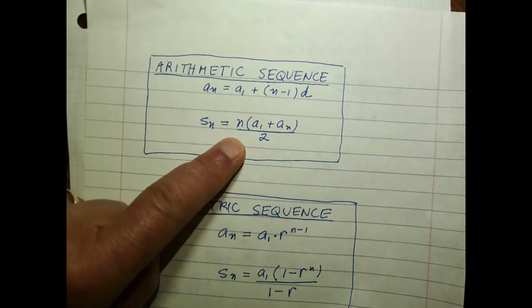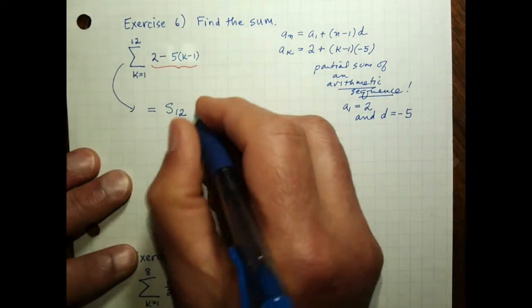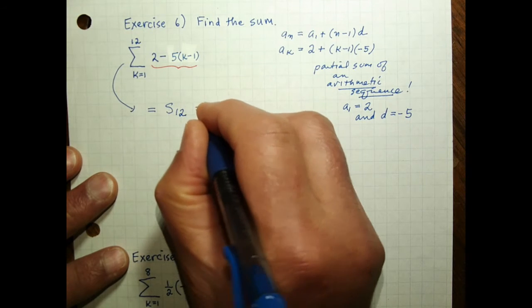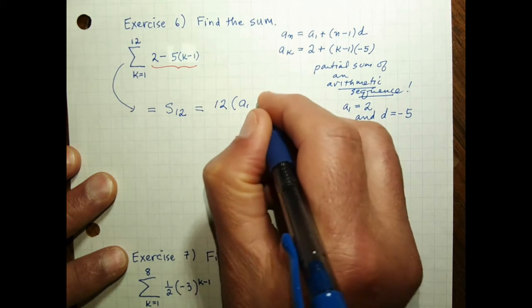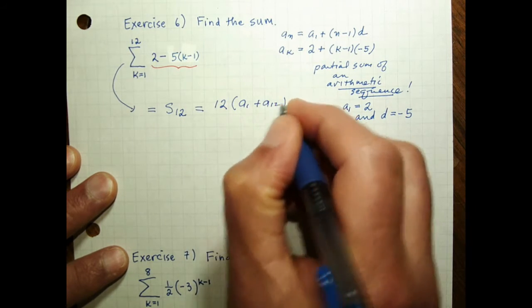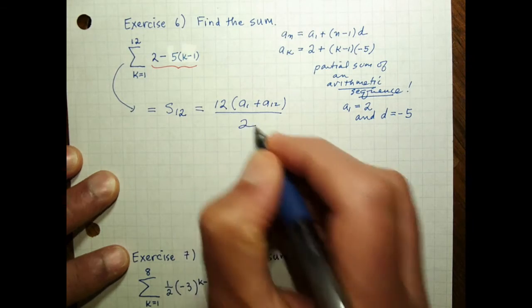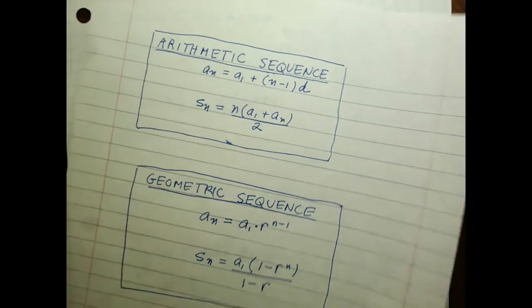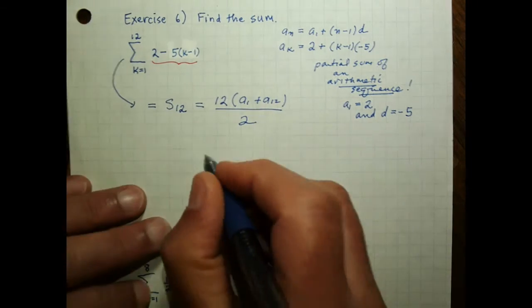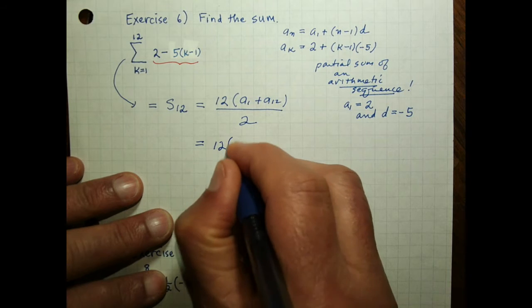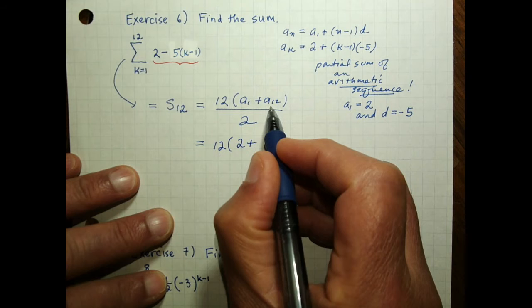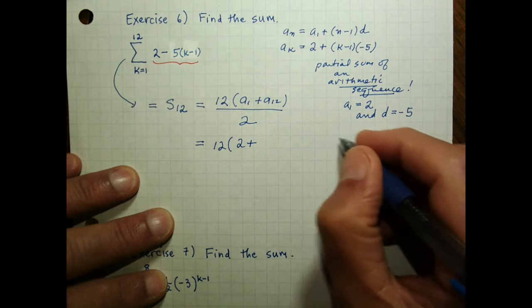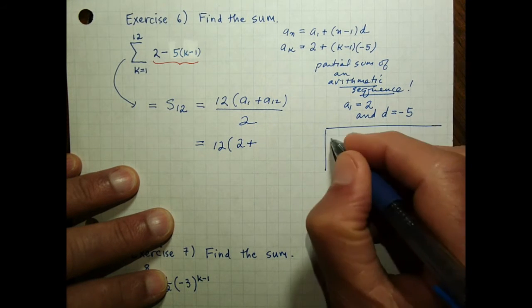where we use the arithmetic sequence formula. So S12 is, I'm copying from the formula, going to be n, 12, times a1 plus a12, all over 2. Okay, so I'm plugging into this formula. I got my a1, I got 12 times, a1 is 2. I need to know what a12 is, and so I've got to figure that out here on the side.